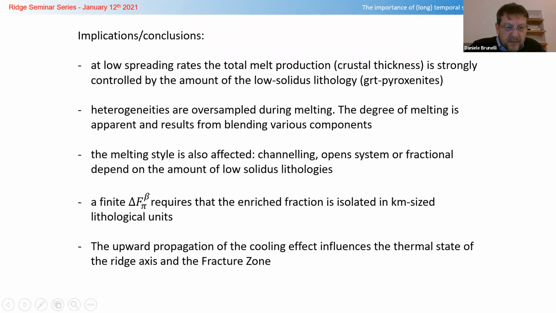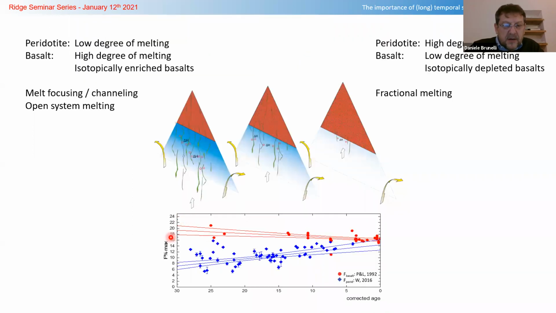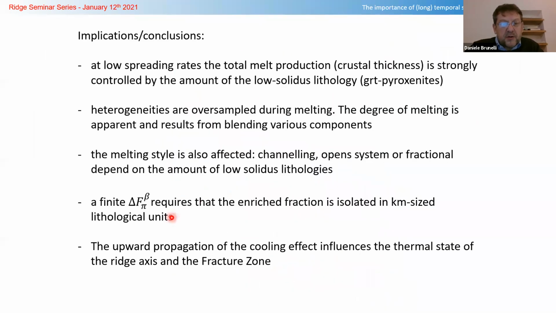And then we can say that this indicator, the delta F between basalts and peridotite that we have observed here, so the difference between the degree of melting estimated from the peridotites and the degree of melting estimated from the basalts, is a measure of the amount of low solidus lithologies dispersed in the source, and requires the presence of lithologically separated units with low solidus temperature.